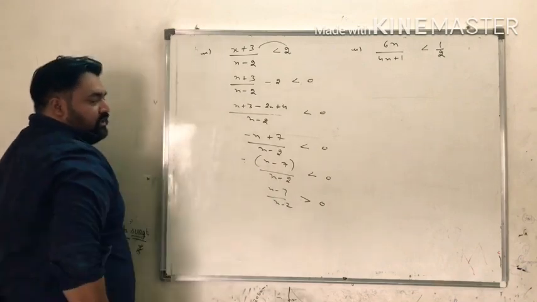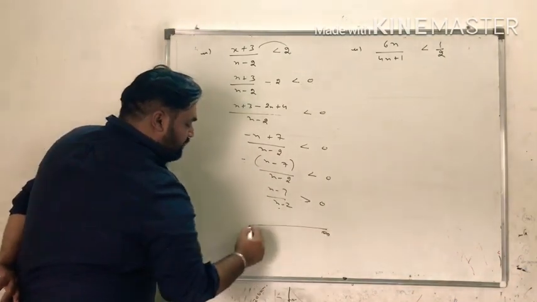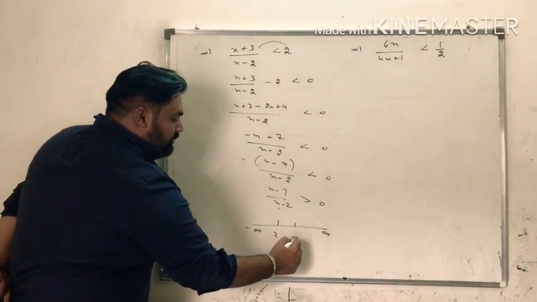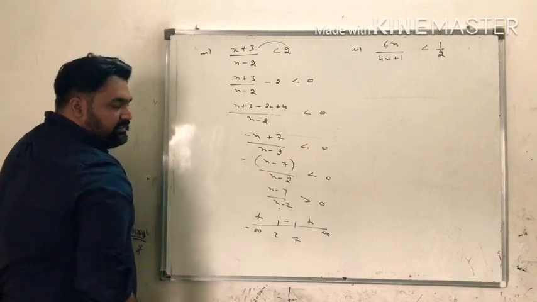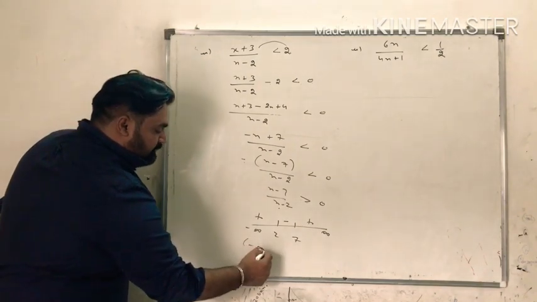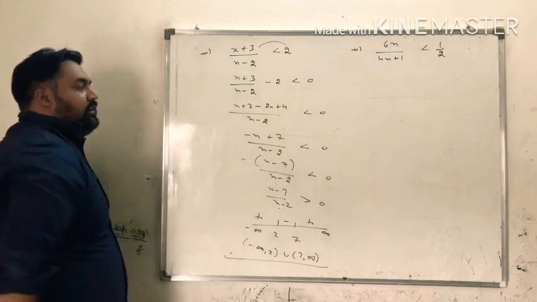So now this is a upon b form greater than 0. The critical points are 2 and 7. So plus, minus, plus. But the sign is greater than, so we select the positive parts. Minus infinity to 2, union 7 to infinity.